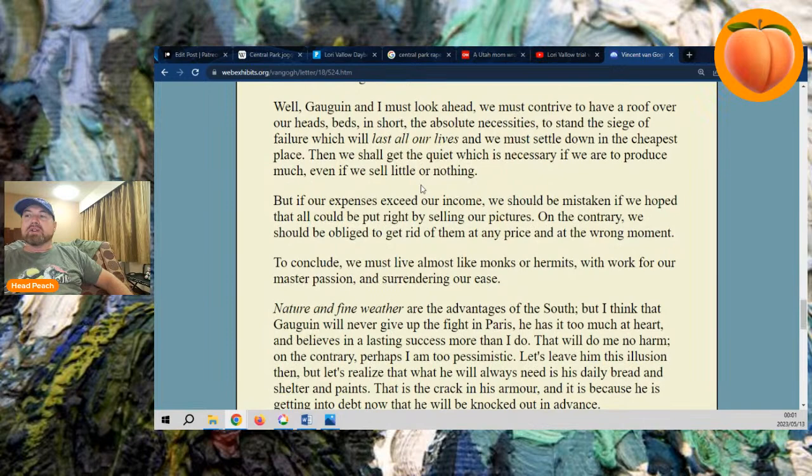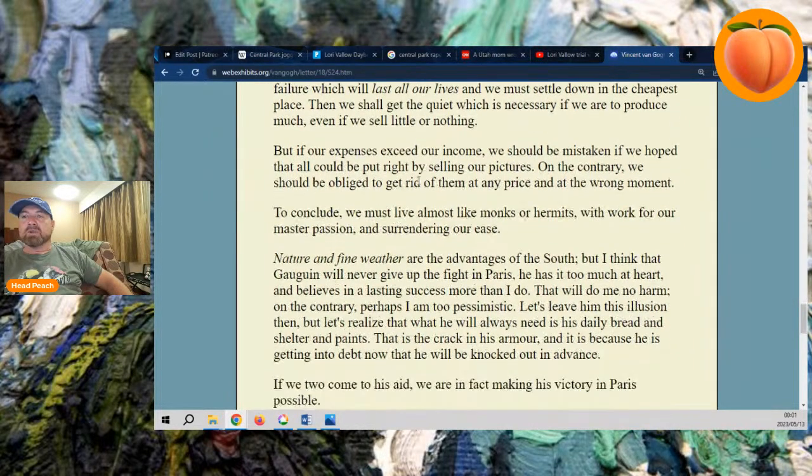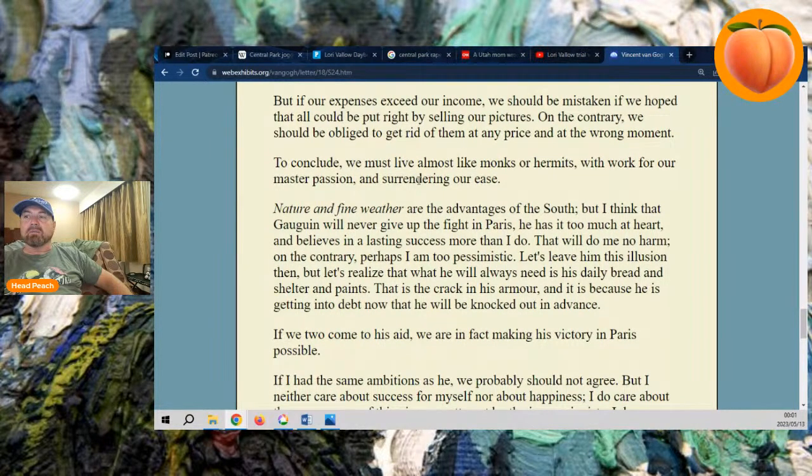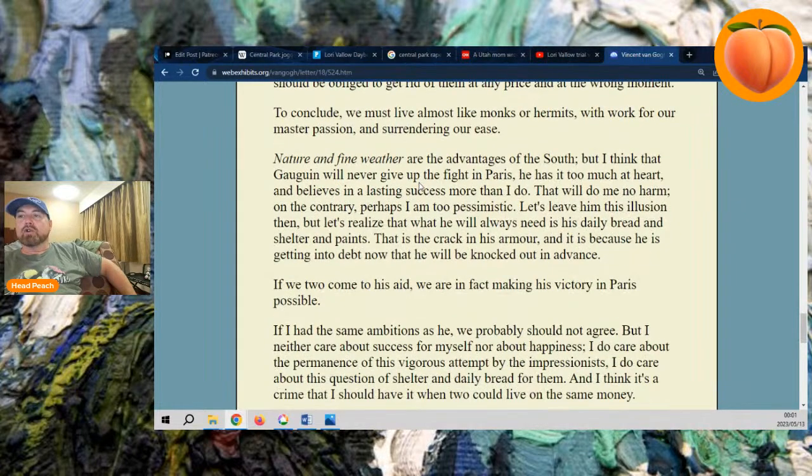Well, Gauguin and I must look ahead. We must contrive to have a roof over our heads, beds, in short, the absolute necessities, to stand the siege of failure, which will last all our lives. And we must settle down in the cheapest place. Then we shall get the quiet which is necessary if we are to produce much, even if we sell little or nothing. But if our expenses exceed our income, we should be mistaken if we hope that all could be put right by selling our pictures. On the contrary, we should be obliged to get rid of them at any price and at the wrong moment. To conclude, we must live almost like monks or hermits, with work for our master passion and surrendering our ease.